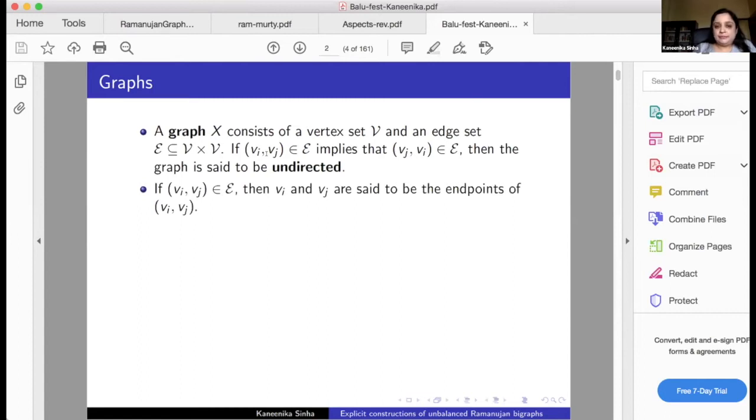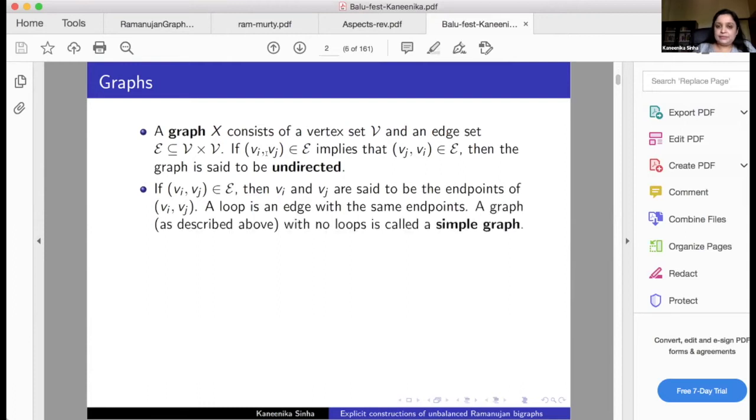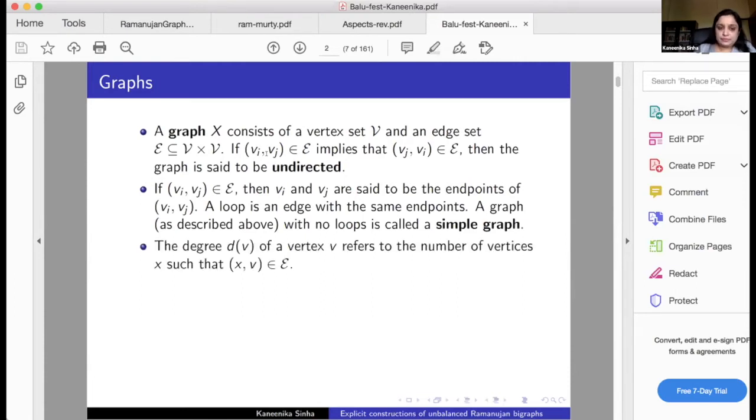Now, these Vi and Vj are said to be the endpoints of an edge (Vi, Vj). And a loop is an edge with the same endpoints. We will further assume that the graphs in this talk are simple graphs, so they do not have any loops. Now, the degree of a vertex V refers to the number of vertices X such that (X, V) lies in the edge set. And a graph is said to be a D-regular graph if every vertex in the graph has the same degree D.